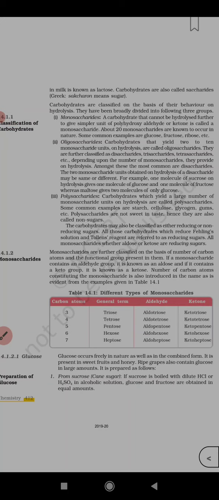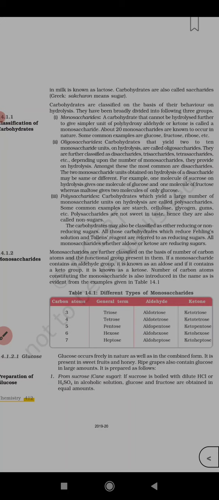Based on these two things, you can classify monosaccharides. If a monosaccharide contains an aldehyde group, it is known as aldose. And if it contains a keto group, it is called ketose. The 'ose' is for sugar, right? The number of carbon atoms constituting the monosaccharide is also introduced in the name, as is evident from the examples given. See in Table 14.1, different types of monosaccharides are given.